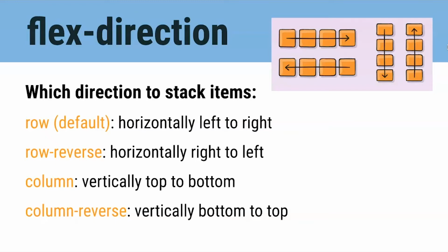Row, the default setting, stacks items from left to right horizontally. Default just means that this is the setting which will be applied to your page if we don't add any other code. So, if we don't take the time to specify the direction of our items, our page will automatically arrange them into rows with the items arranged from left to right. Row Reverse then stacks items horizontally from right to left. Column stacks items vertically from top to bottom, and Column Reverse stacks items vertically from bottom to top.